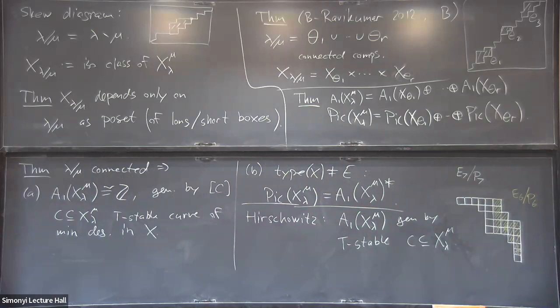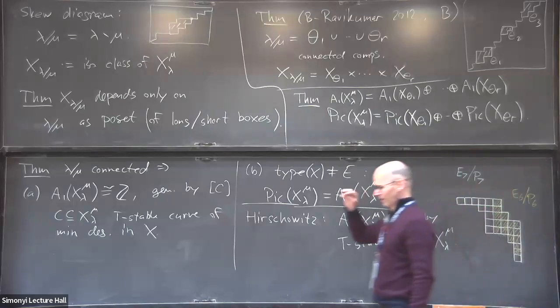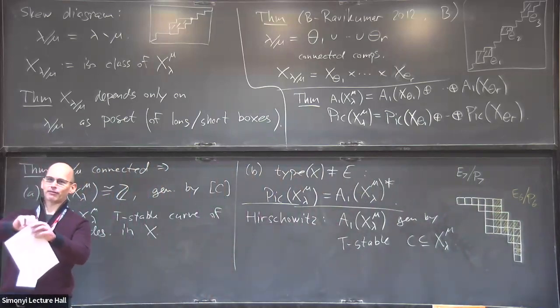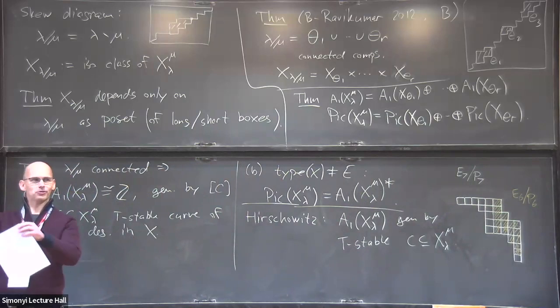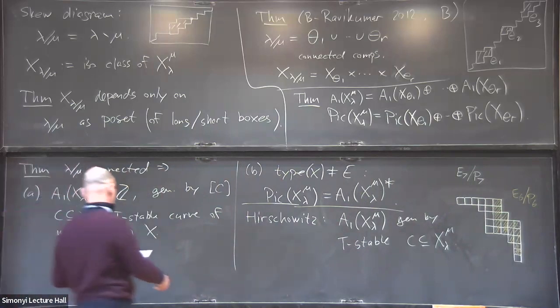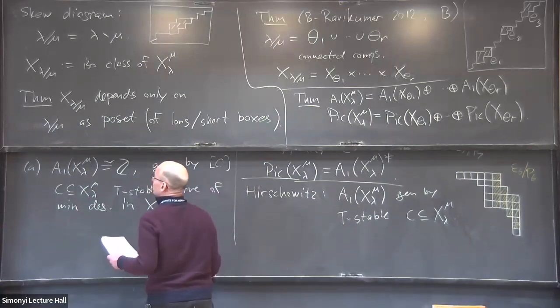Right, and that's nice, right? Because there are not a whole lot of T-stable curves in a flag variety, and we understand them very well. They correspond to taking one fixed point and then a root, and then you have an S alpha that'll get you to another fixed point. There's a unique T-stable curve between those points. So that is nice.